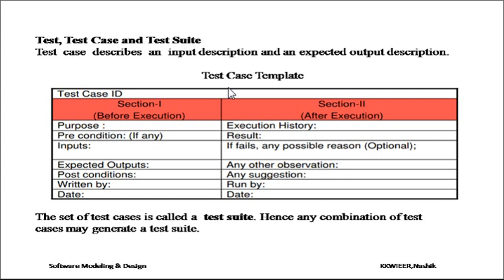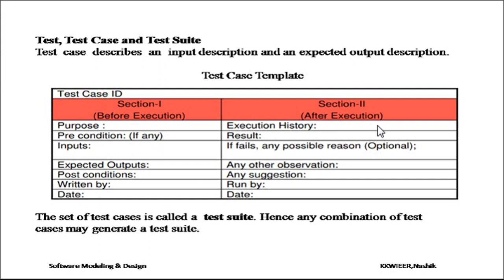Here we can see a test case template which has a test case ID. Here two sections are available. Section 1 gives the contents before the execution of the test case and section 2 describes the contents after the execution of the test case. The before execution part consists of purpose, preconditions, what inputs are given to the module or a program, expected output, post conditions, who has written that test case and on what date.